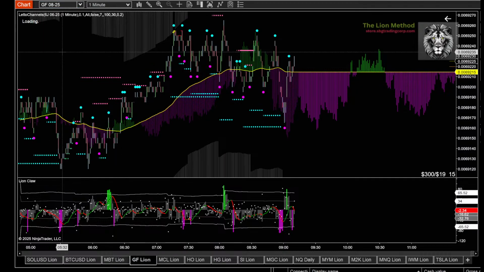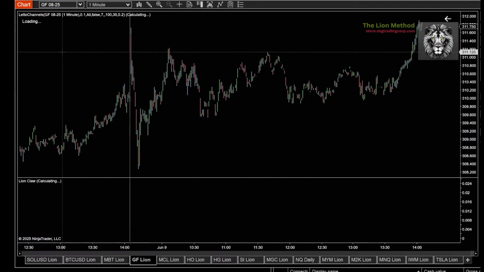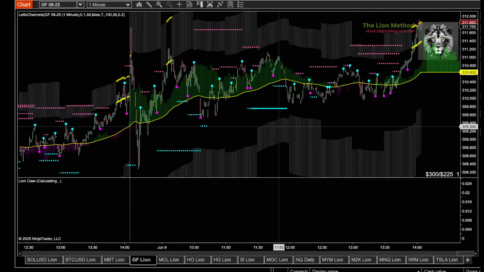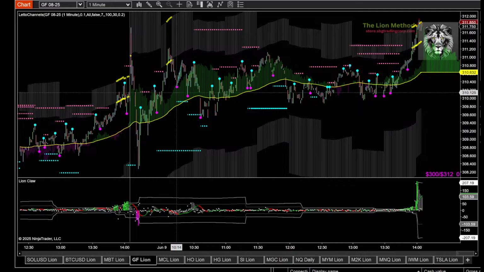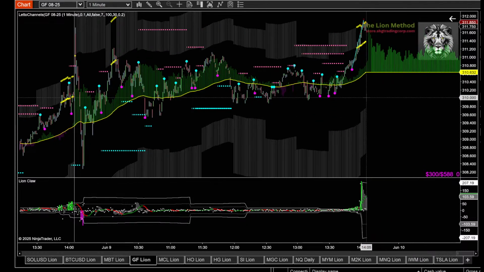I like to look at some of the meats as well. This is feeder cattle. Yeah, we would have hit target on that guy. So there's a short from yesterday. Now the meats only trade from 9:30 in the morning through, I think, 2:10 in the afternoon. Yeah, 2:05, 2:10. They do not trade overnight.